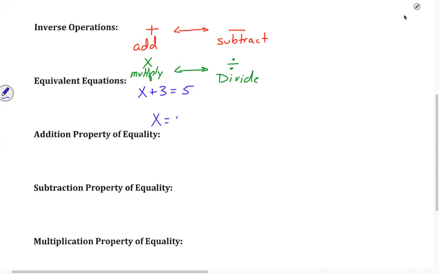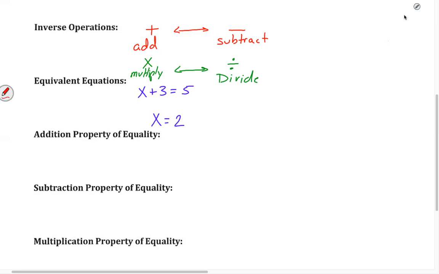Well, why are these two equivalent? x plus 3 equals 5 and x equals 2. They're equivalent equations because both of the x values are the same. Well, how are they the same? If I have x plus 3 equals 5, what if I were to subtract 3 from both sides? That would give me x equals 2. Okay? So that's why they are equivalent equations. They're equations that mean the same thing.